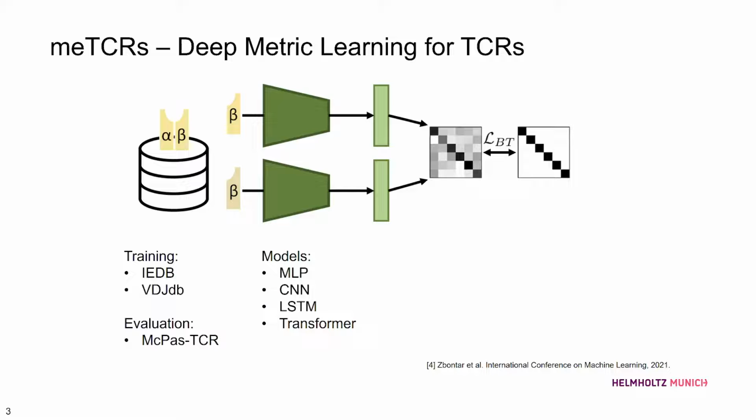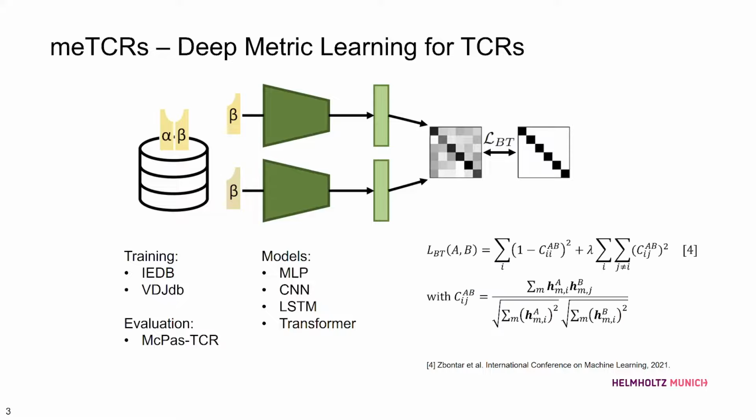While for most metric learning approaches some sort of contrastive loss is employed, this requires negative samples, which are hard to obtain for T-cell receptors. This is why we employed the Barlow Twins loss, which maximizes the cross-correlation between a pair of matching T-cell receptors, while avoiding the trivial solution via batch normalization.